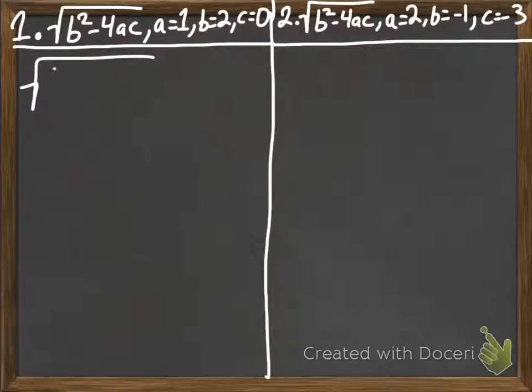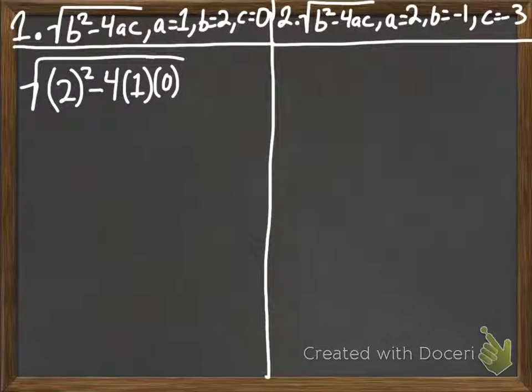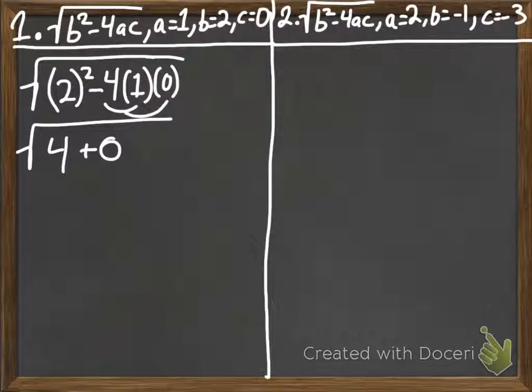So the square root of our b, which is 2 squared, minus 4 times 1 times 0. And then we simplify. So 2 squared is 4. Negative 4 times 1 is negative 4. Negative 4 times 0 is 0. So this is plus 0, but we don't need to write plus 0. So all we have is the square root of 4. From here we're going to simplify our radical. So the square root of 4, well, we know that's going to be plus or minus 2.